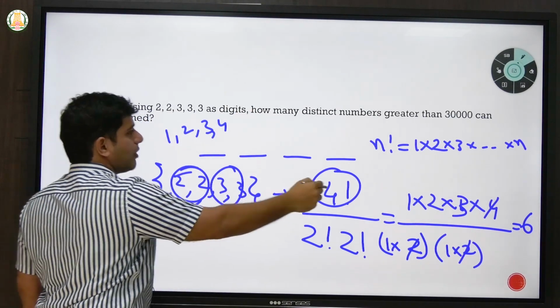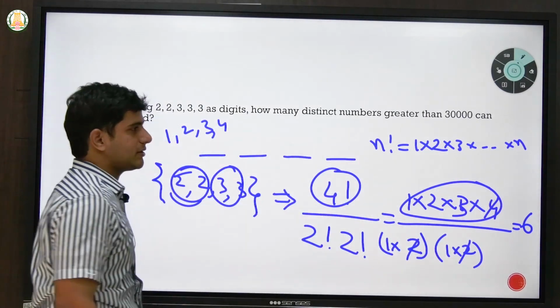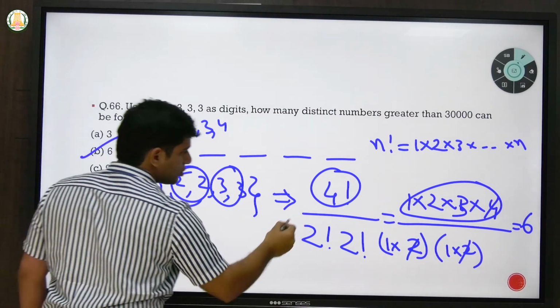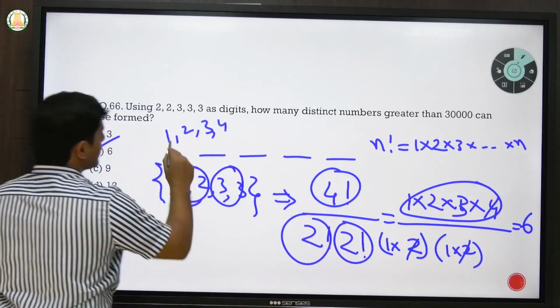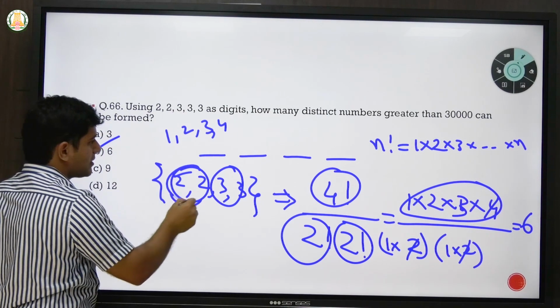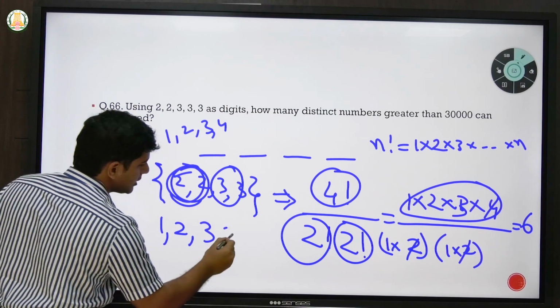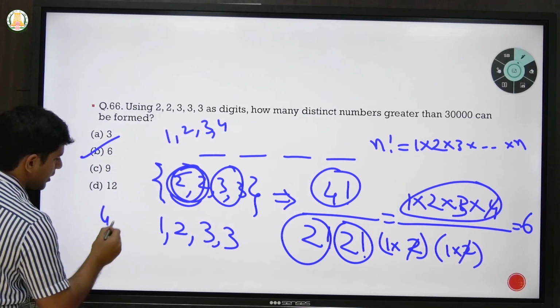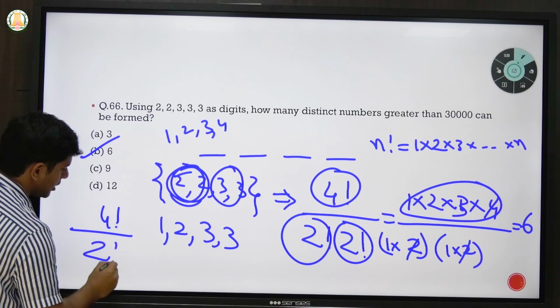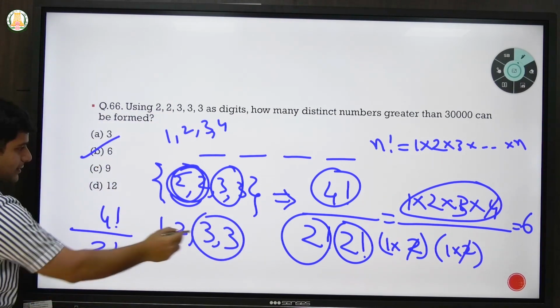That is 1 into 2, which is 24 ways of putting these numbers in different places. But why have we put this 2 factorial? If some digits are common, like here it is 2 and 2, this becomes one set. So had this been 1, 2, 3, 3, then it would have been 4 factorial by 2 factorial, because there is only one set which has the same digit.